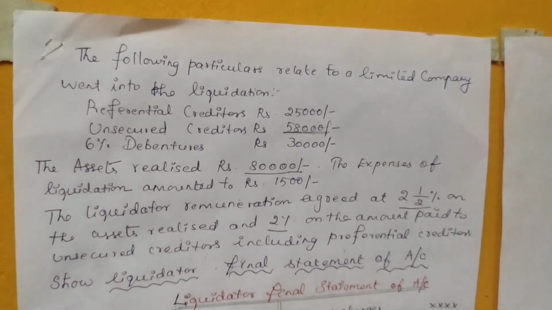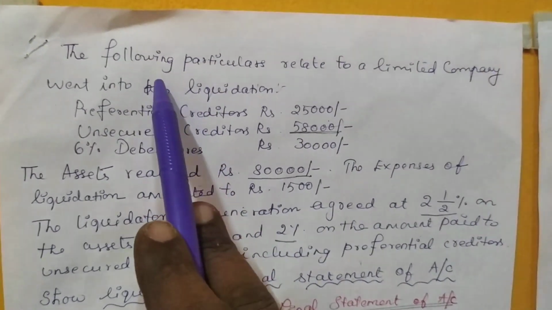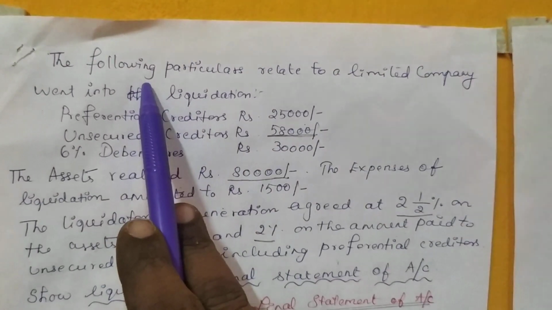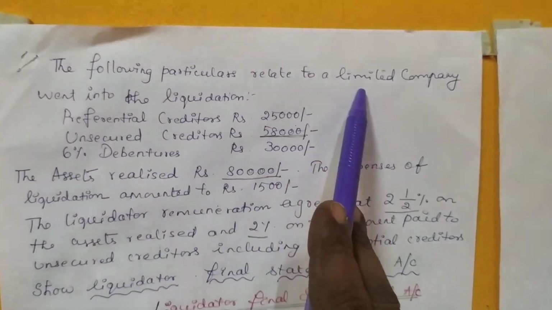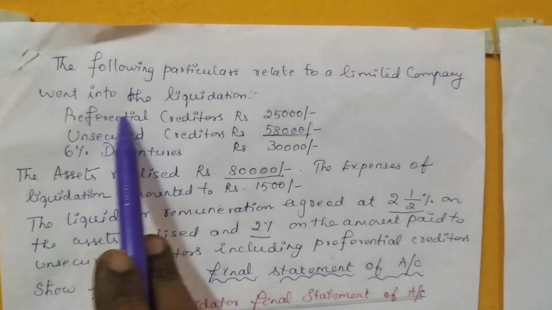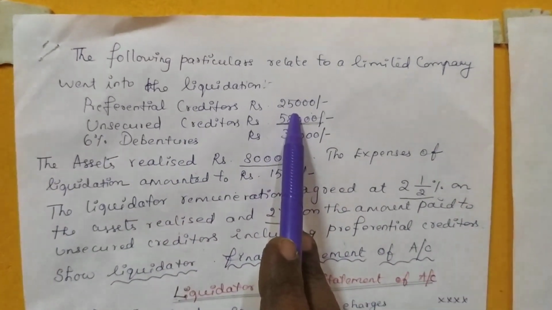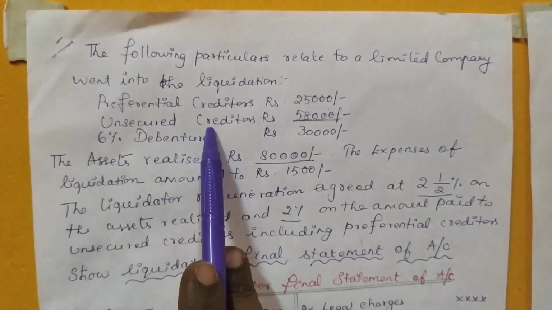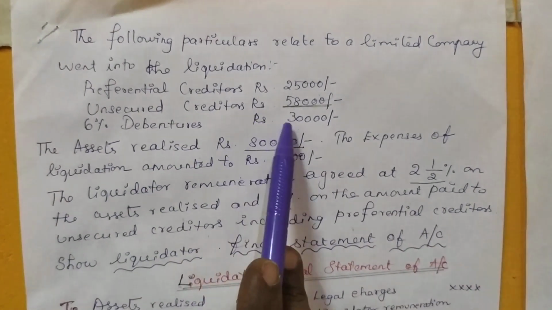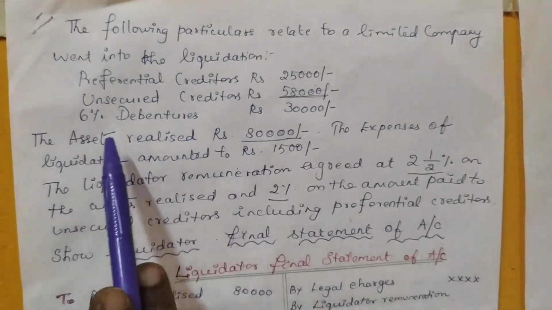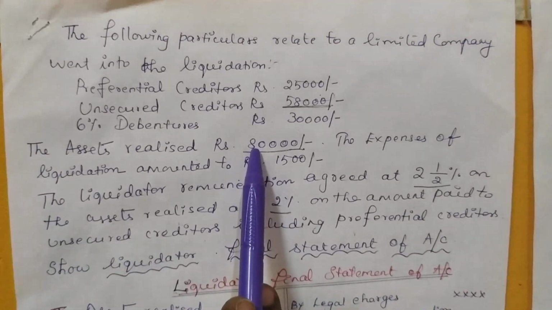Dear students, in this session, we are going to see the sum for liquidator final statement of account preparation. The sum goes like this. The following particulars relate to a limited company that went into liquidation. Preferential creditors 25,000. Unsecured creditors rupees 58,000. 6% debentures rupees 30,000. The next para, the assets realized rupees 80,000.